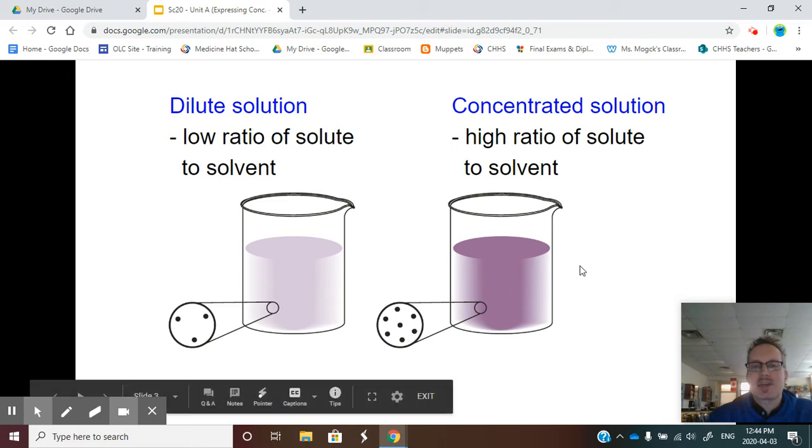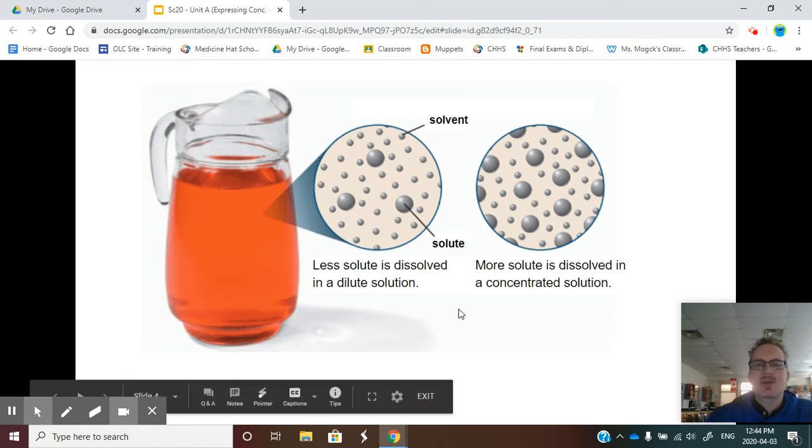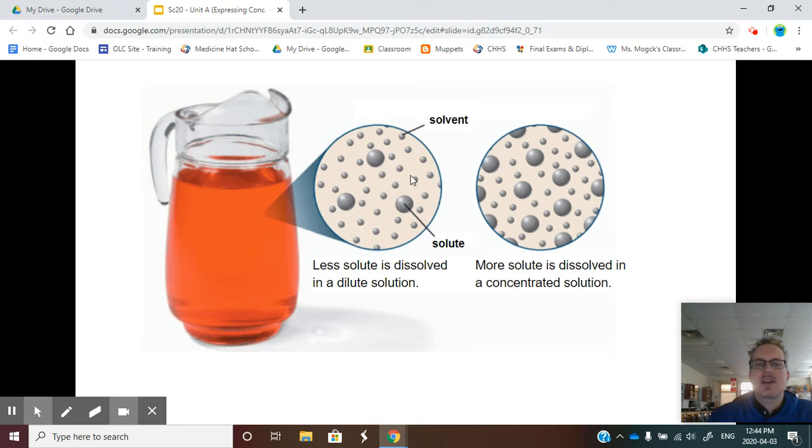Now, I like this picture. However, I like this picture even better because in this picture, we can see that the solute is dissolved, but we can also see all the little particles of the solvent, in this case, the water. It's more or less the same picture, but in this one, I can actually see the water particles, in this case, the baby circles, actually dissolved there.